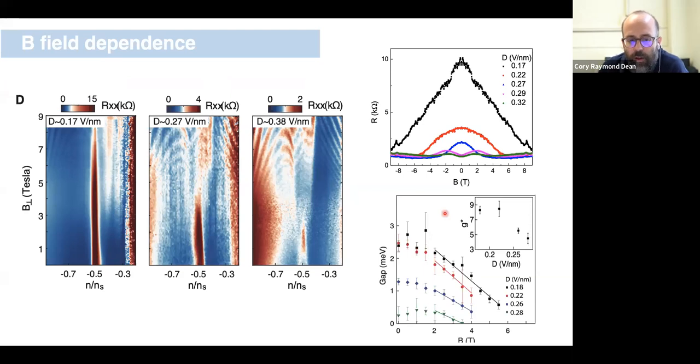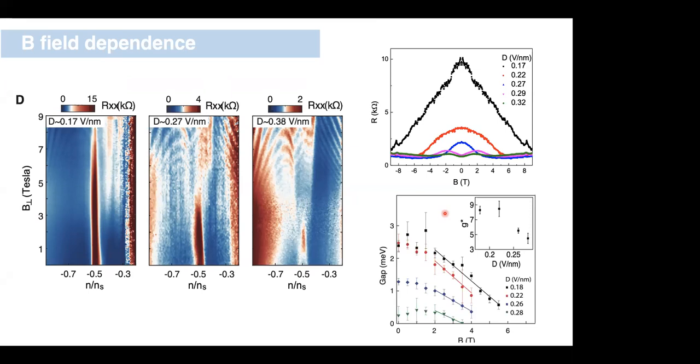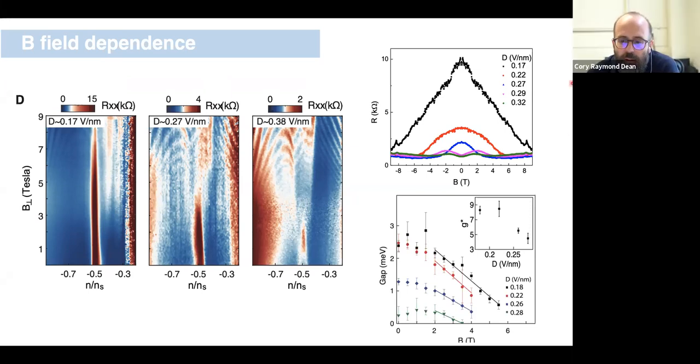But what we can do is apply an out-of-plane magnetic field and measure, for example, the evolution of the Mott gap as a function of out-of-plane magnetic field. And what I'm showing in the top right here is how that resistive feature evolves as a function of field for different values of the displacement field. So when the resistive feature is largest at 0 B, that's for a displacement field value where the Mott gap is most robust. Again, this is at fixed angle.